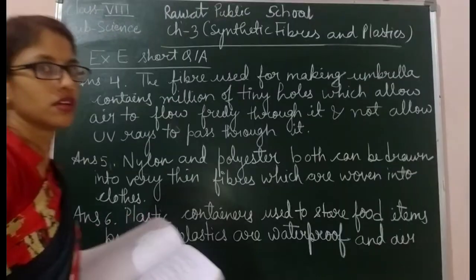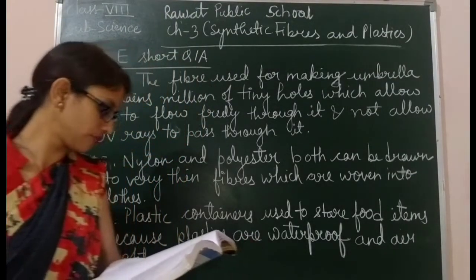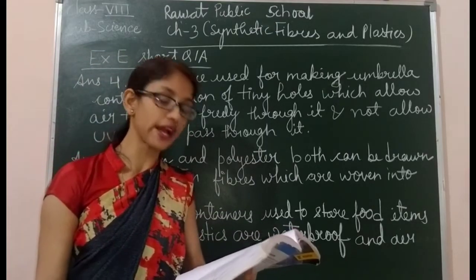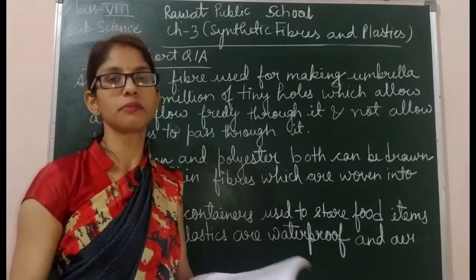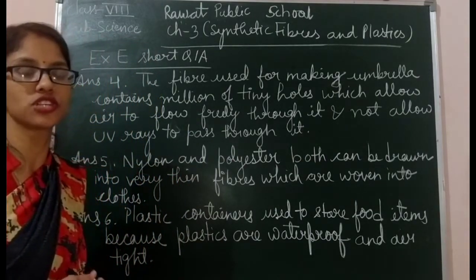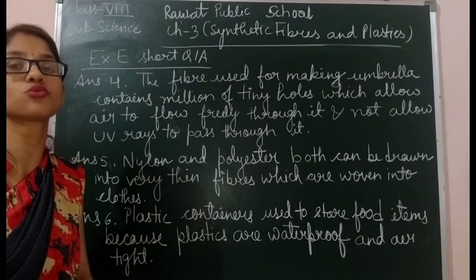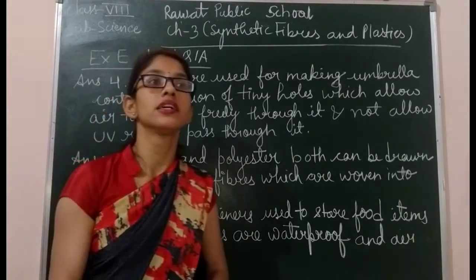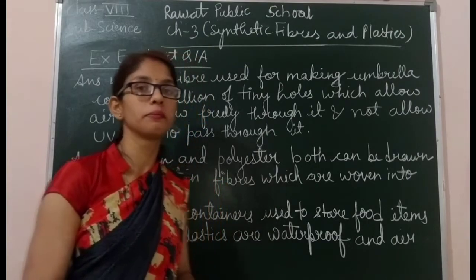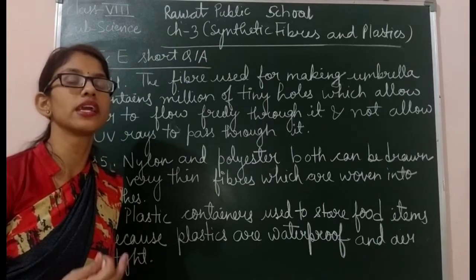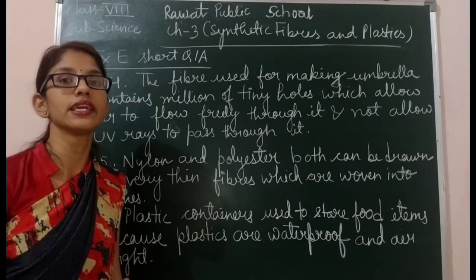So student, next question 4 is, what is the specialty of the fiber used for making umbrella? Student, in this question you have to write the special feature present in the fiber that is used to make the umbrella. As we all know, the fiber that is used to make the umbrella contains millions of holes that allow air to flow through it easily.